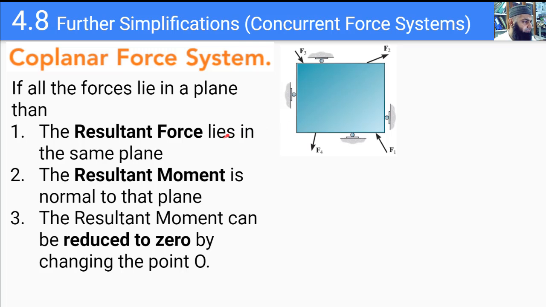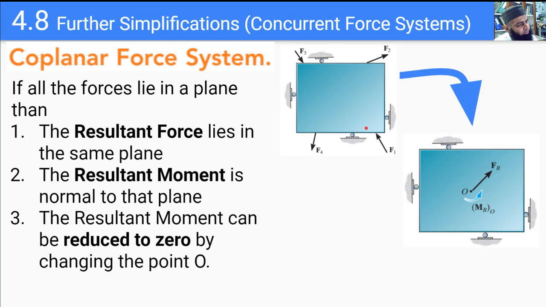The second thing is that the resultant moment would lie perpendicular to this plane. So if I choose any point to find my resultant moment, it would be either in the positive z direction or the negative z direction, which means that it would be perpendicular to the plane. Let's assume that we choose this point O to find the resultant force and the resultant moment. So we get this resultant force Fr and the resultant moment MRO.